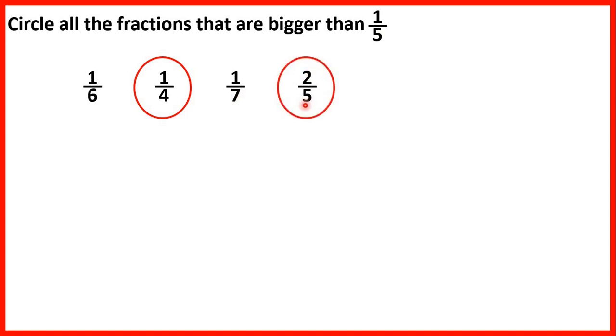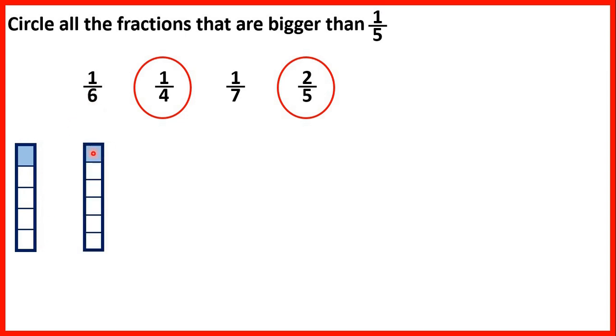And now 2/5 is bigger than 1/5 because the denominator is the same, but here we have 2 pieces and here only 1. So 1/5 means that we have 1 part out of 5 of our fraction bar. 1/6 means we have 1 part out of 6, and we can see that that's smaller than 1/5. So that's why the larger the denominator, the smaller the fraction.